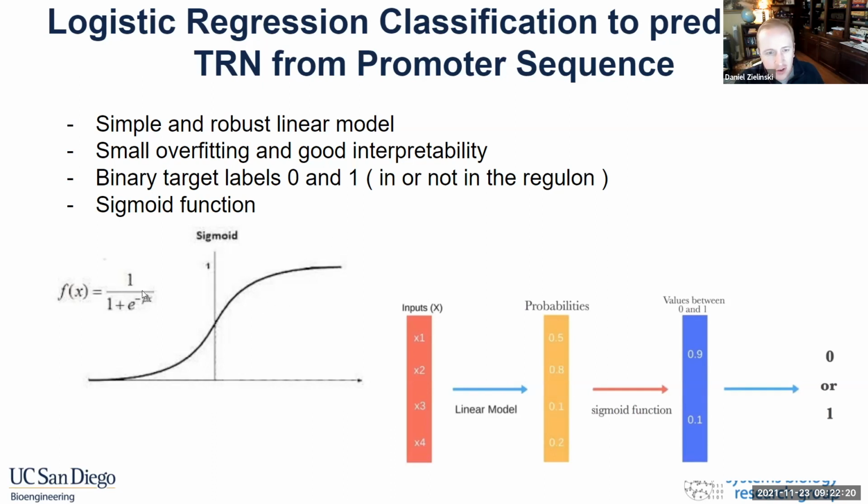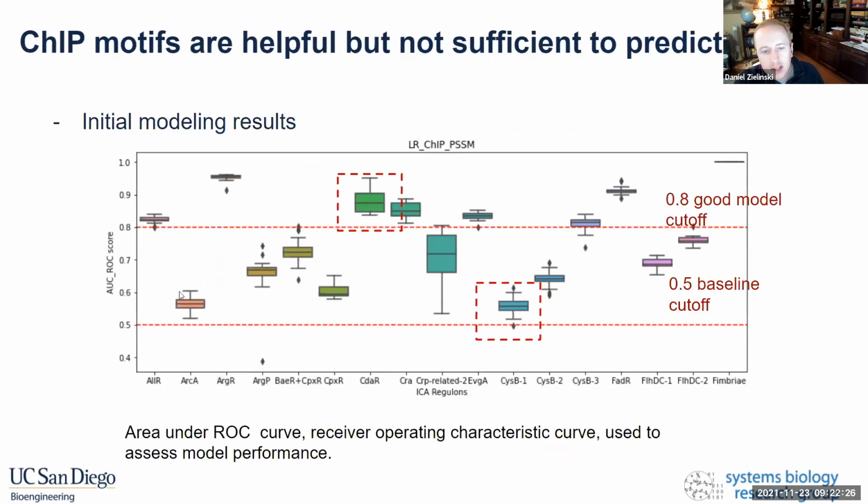And you just try to find a score that separates your classes accordingly. And what we're trying to predict here is whether or not a gene belongs in a particular regulon. So by using the promoter sequence, we can scan it for all motifs and say, is this gene going to be in a regulon or not?